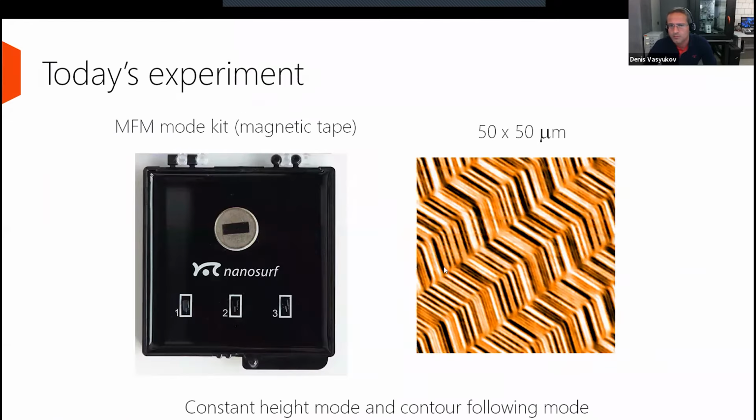Okay, so moving to today's experiment. Today we're going to be measuring one of our demonstration kits. It's a magnetic tape with some information encoded in it. The magnetic image would look like this. It's just some domains that basically mean encoded information on this tape. The sample is very flat, so even though we're going to do it in constant height mode and in contour following mode, these 2 images would really look the same, because the system would essentially do the same thing.